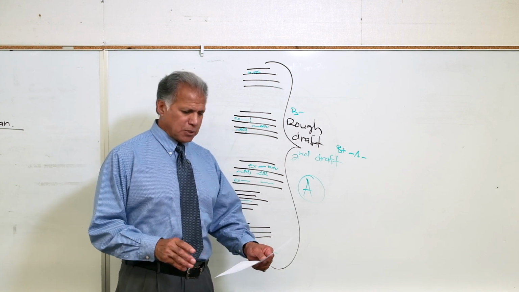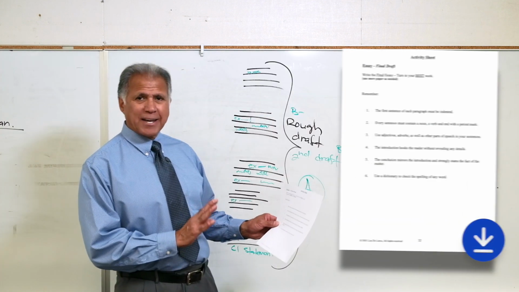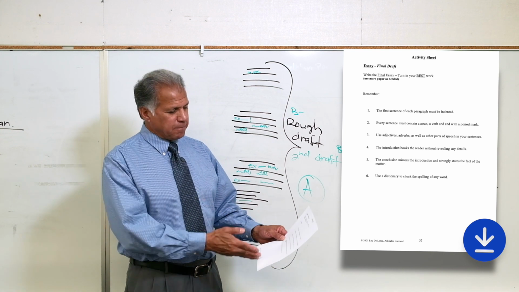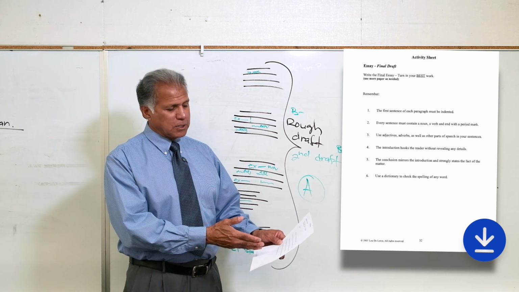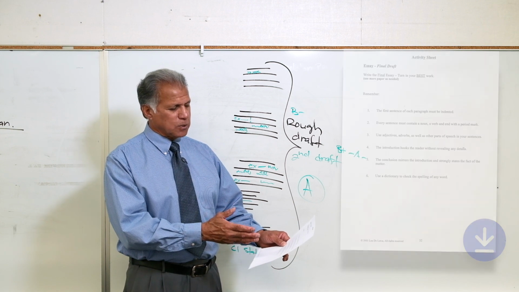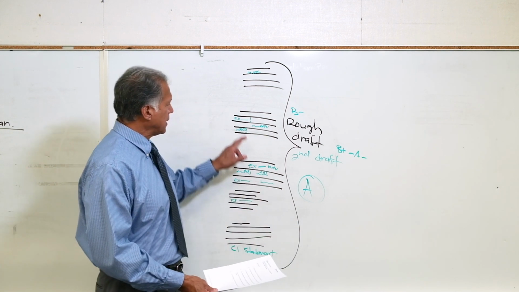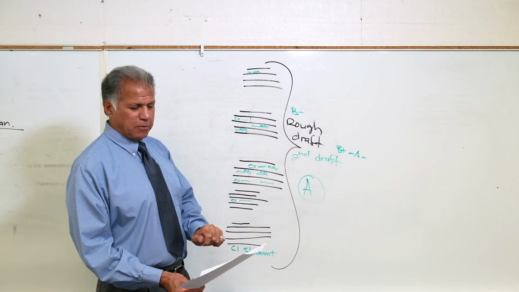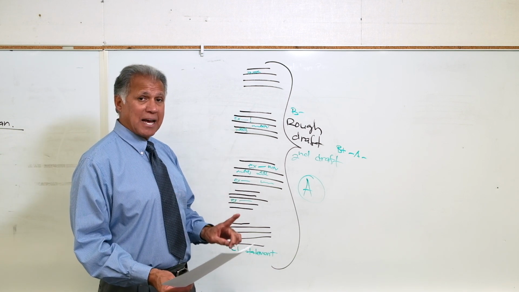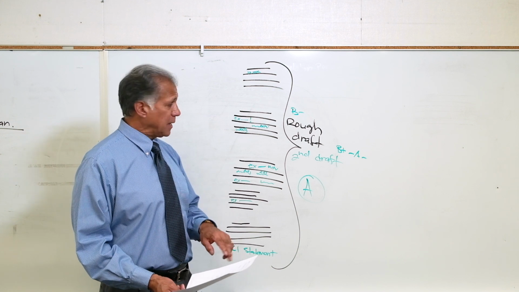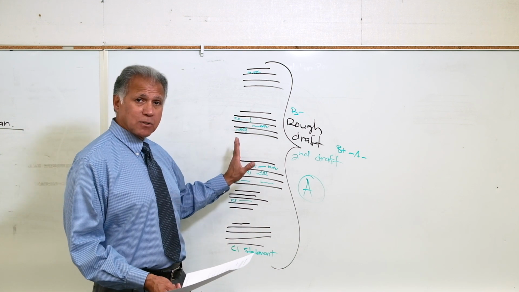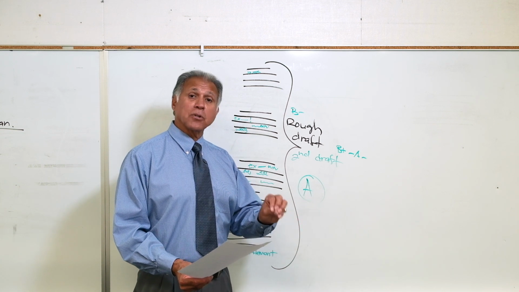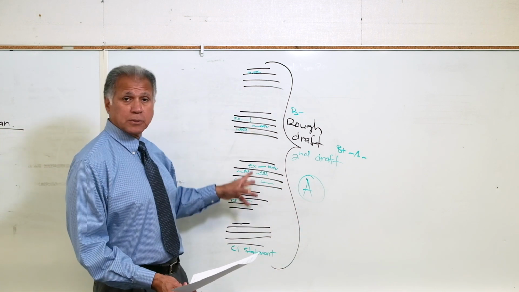So today, I want you to download the PDF, the final draft, and follow this format. These are just suggestions and ideas that you got to use. The first sentence must be indented, right? Every sentence must contain a noun and a verb and a period. So you're going to double check your sentence structure. You're going to use adjectives and adverbs and other parts of speech throughout.